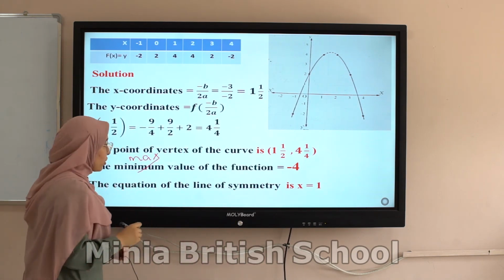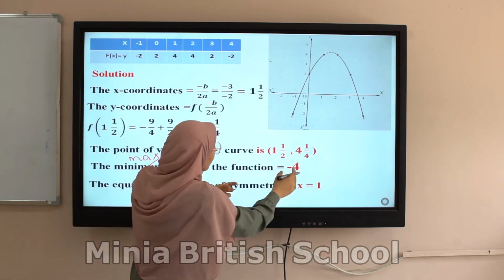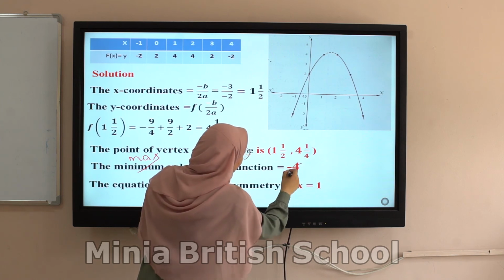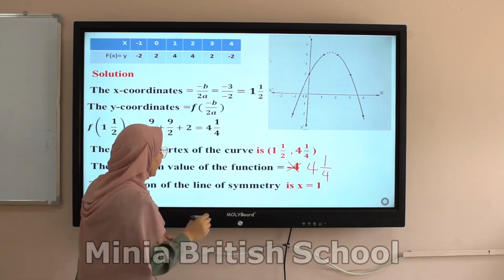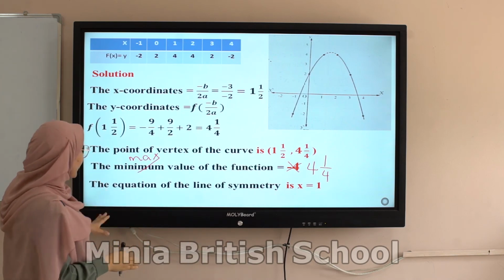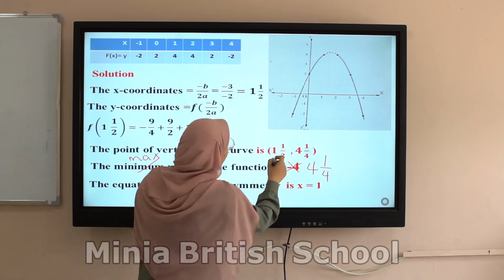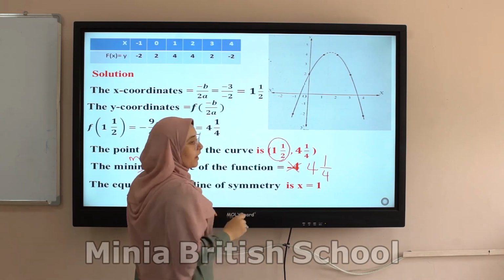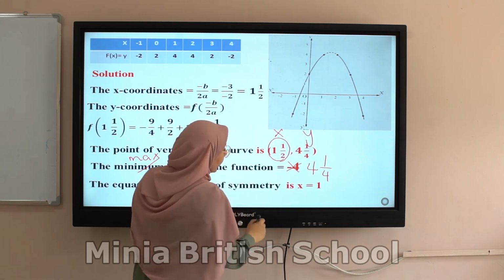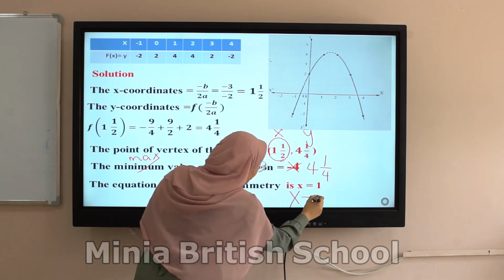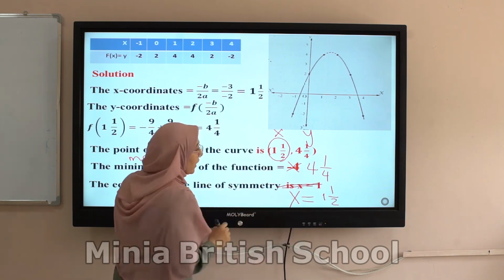The maximum value of the function equals the value of the y coordinate, which equals 4.25, okay? And the equation of the line of symmetry equals the value of the x coordinate. Here x and here y. So x equals 1.5, okay?